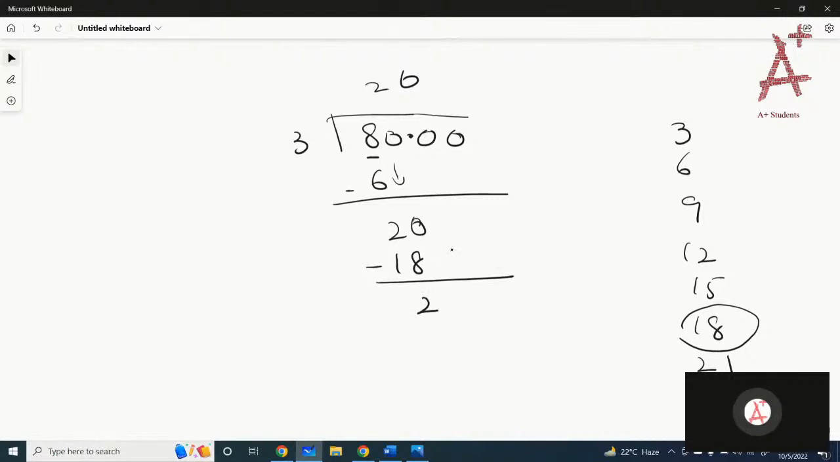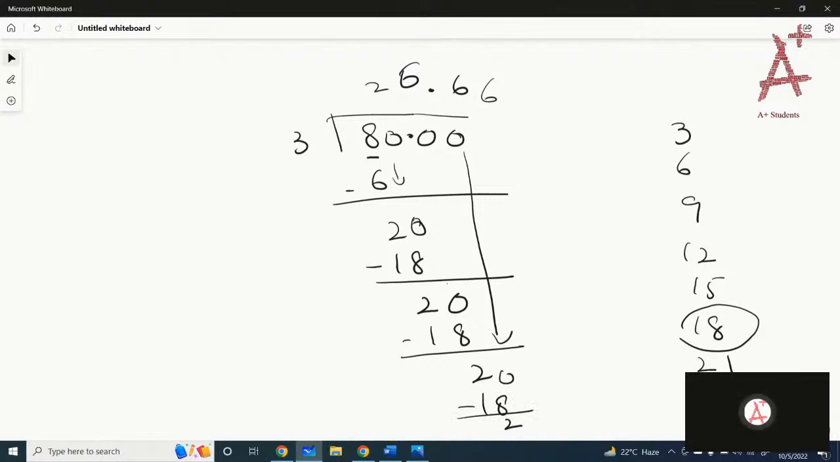20 subtract 18 is 2. Here you have a decimal point, so just put a decimal point over here and bring the 0 down. So again, you can go for 3 times 6 is 18 and 20 subtract 18 is 2. Bring the 0 down. Again, 3 times 6 is 18. Now you have the answer till the hundredths digit. So you don't need to go forward.